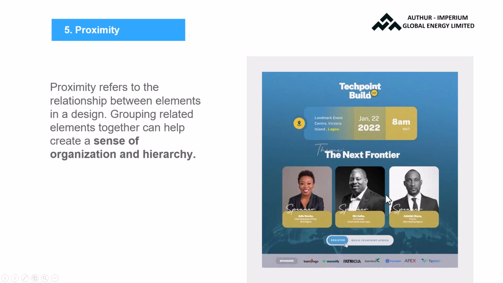Since these are pictures of speakers, they are aligned in the same area, and you see alignment is used here. So assuming this picture is here, this one is here, and this one is here. There's no proximity. Another thing that has proximity is the sponsors because they are all under the same category. So that is proximity for you. Put related information in the same area or in the same place.